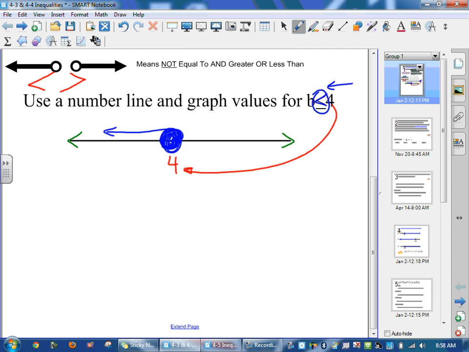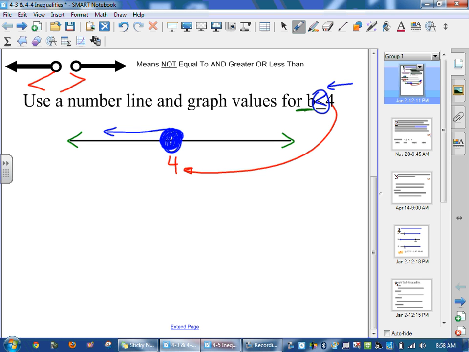So this is the way we graph b is less than or equal to positive 4. We can only solve these and graph them this way if the variable is on the left-hand side. If the variable's on the right, we have to do something else. But in order to graph these, we can only graph them if the variable's on the left. So the first thing we have to do is check: variable on the left? Yes. Then you can graph it. Those steps are coming up right away.